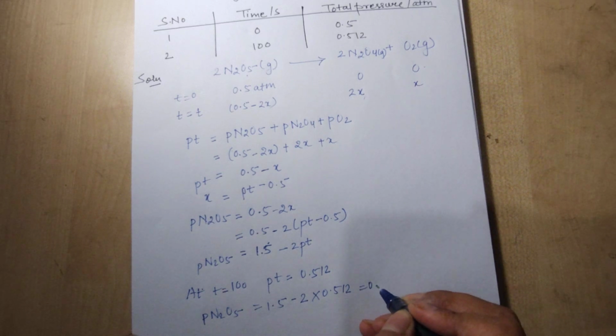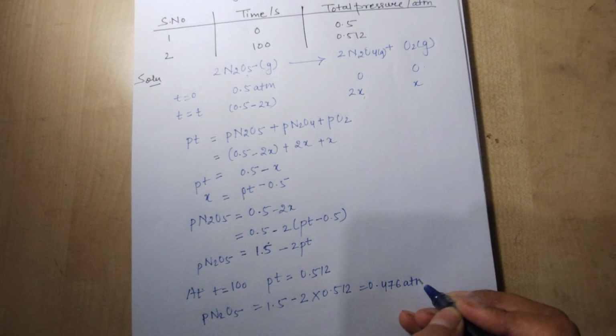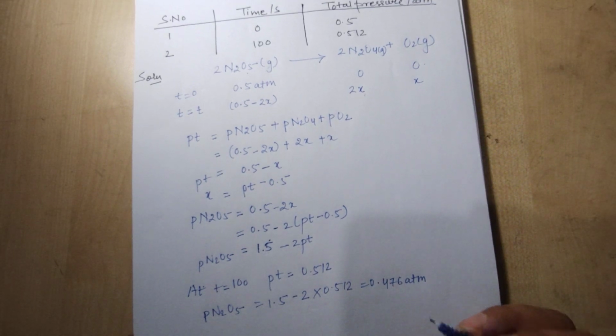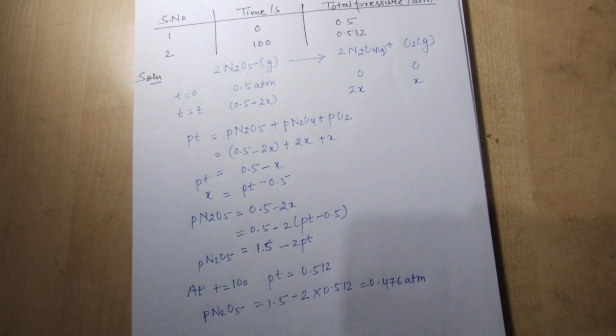That is 0.476 atm. That is the remaining pressure of N2O5. After excluding all the variables, we get this.